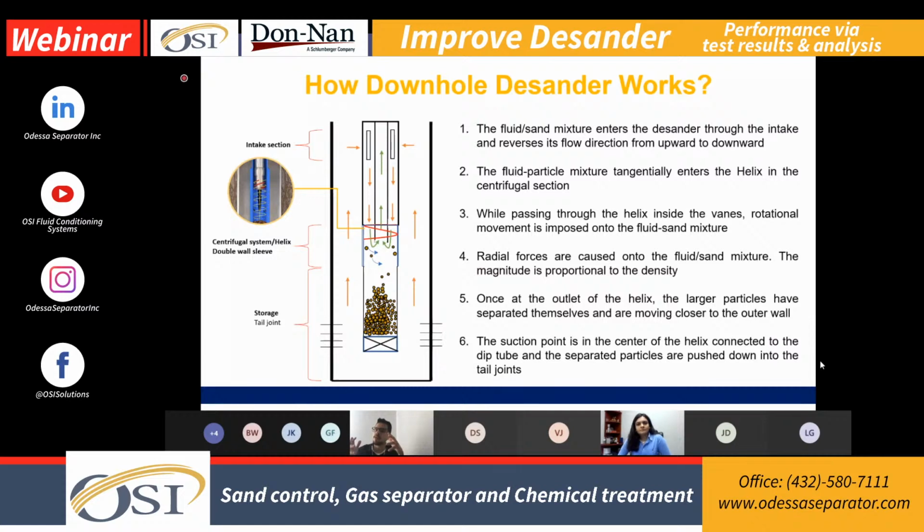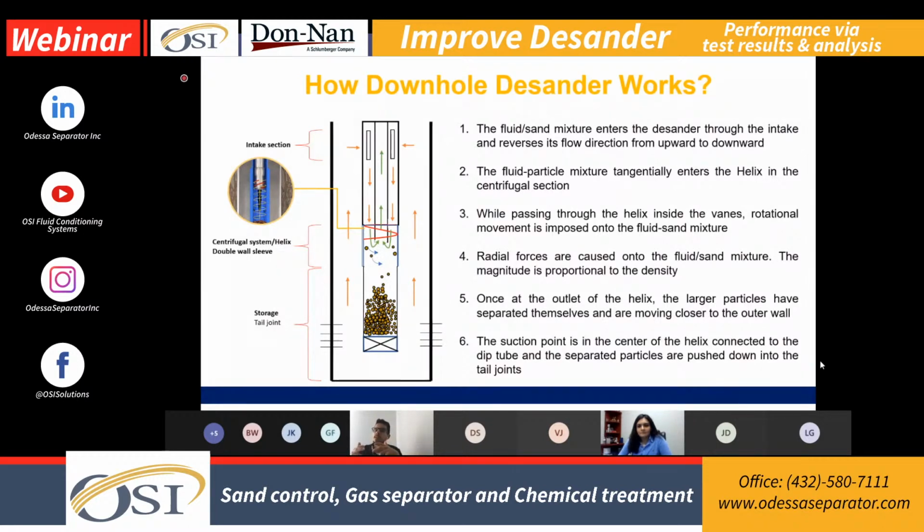The fluid coming from the perforations is going to get to the desander typically through a slurry intake, right? Then the fluid is going to flow downward and get tangentially inside the helix. We get a mixture of fluid and sand flowing around the vanes of the helix, and those vanes are going to cause a rotational movement, right? Then this rotational movement is going to cause a radial force.